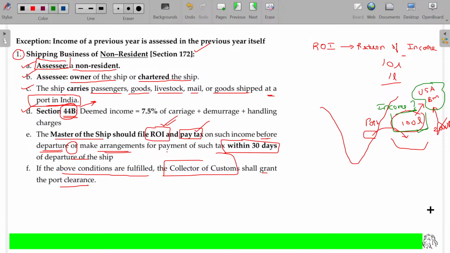Now the question is, out of the 100 lakhs carriage amount collected, how much is the expenses, sir? How can I calculate, sir? No problem. Whatever the amount you collect, I assume 7.5% being your income. Out of that 100 lakhs, 7.5%, 7 lakhs 50,000 will be your income.